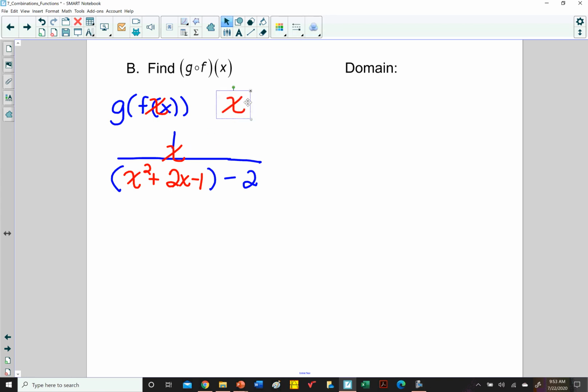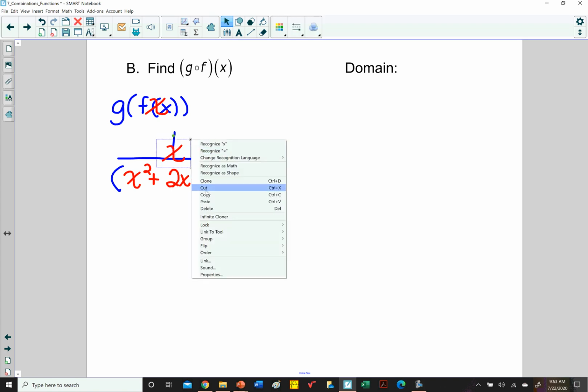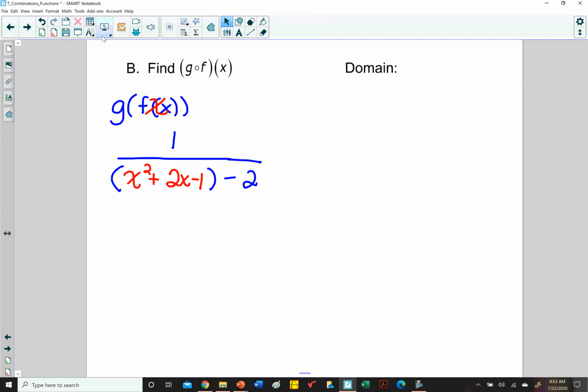See if I can move this way. Oh, for some reason that's going to clone everything. Let's delete that. Okay, delete that. There we go.